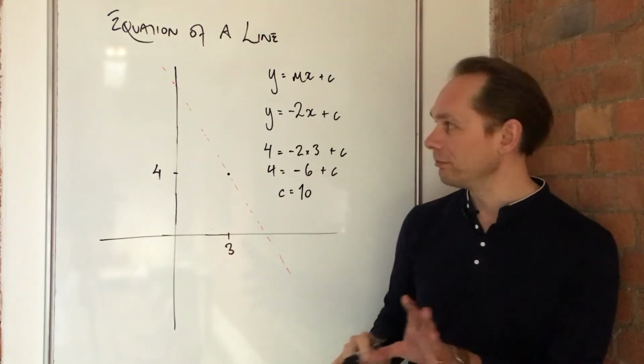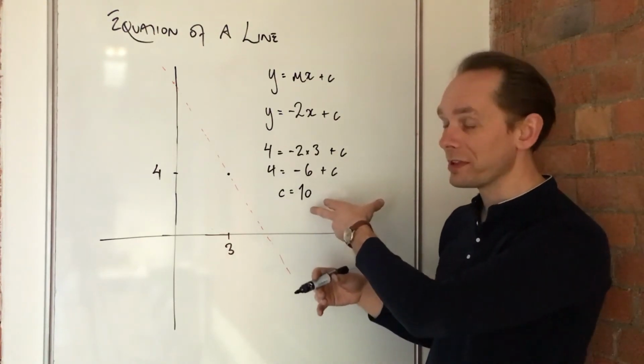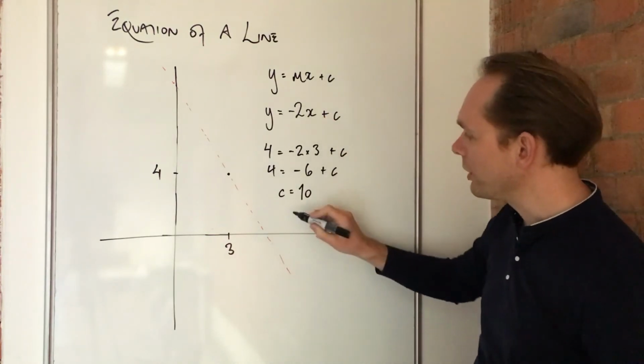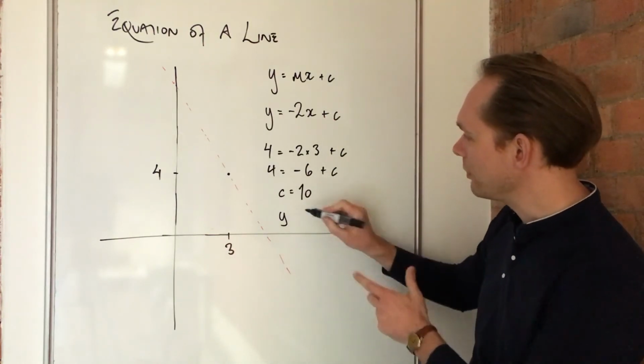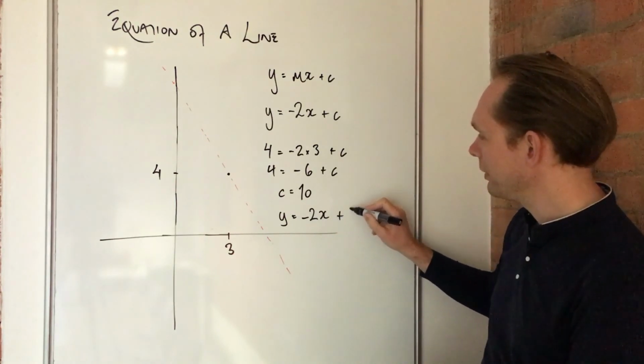Right? That's the next step. That's, I guess, the second step, third step, to solve for c. And then the fourth step is to put it all back together into our general equation. Y equals -2x plus 10, the end.